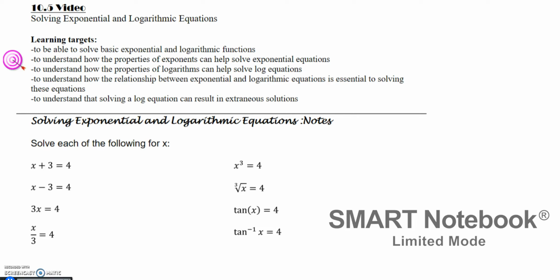Hello everybody, welcome to the 10.5 video, which is starting solving exponential and logarithmic equations. And during this 10.5 video and 10.6 video, you're going to start to notice how important understanding the idea of using inverses is, as well as being able to expand and condense logarithms quickly to help you solve these equations.